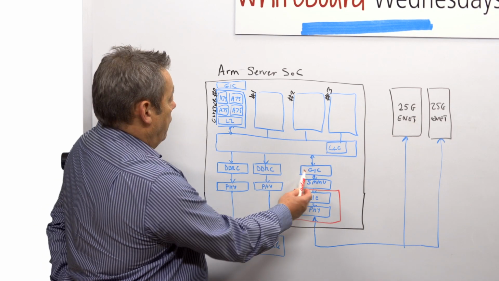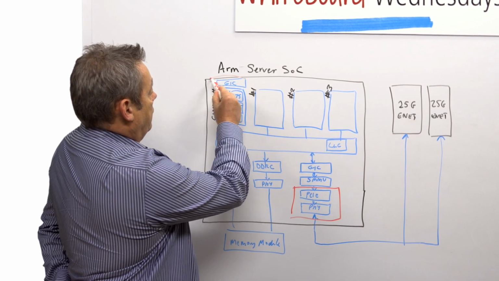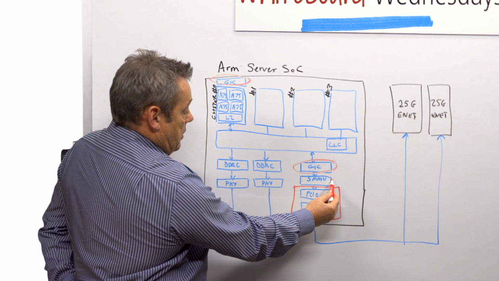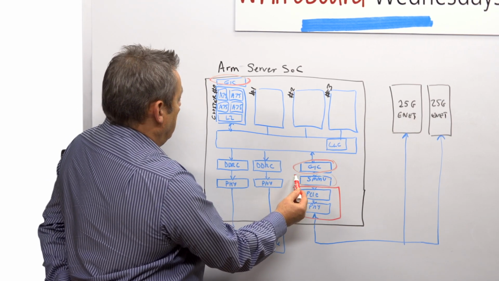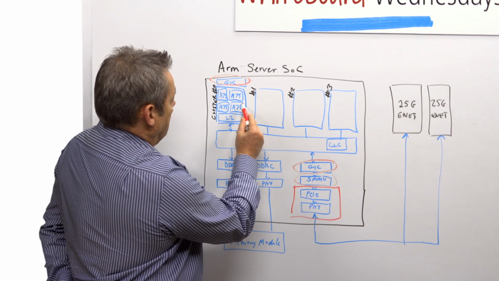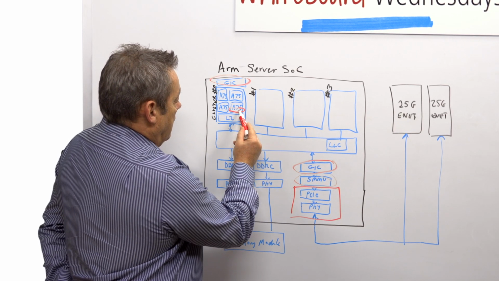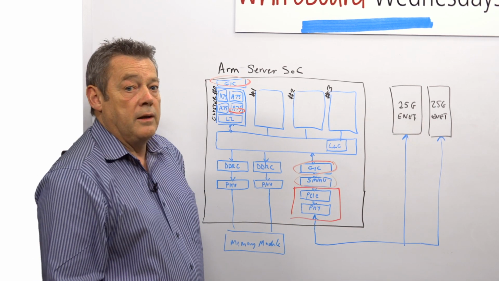The interrupt controller is distributed, so we have pieces of it here and pieces of it here, and the system MMU also communicates with the MMUs inside the ARM processors here. So inside here there's an MMU, and these all need to be kept in sync.